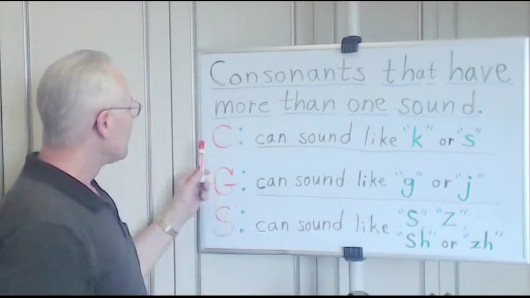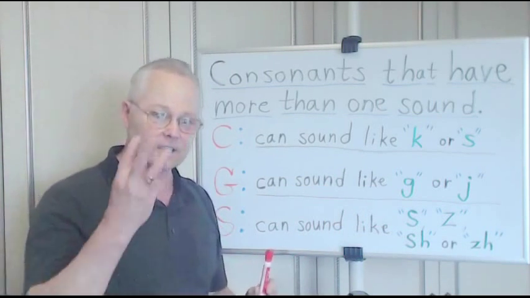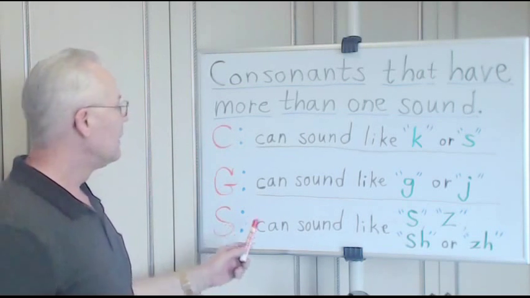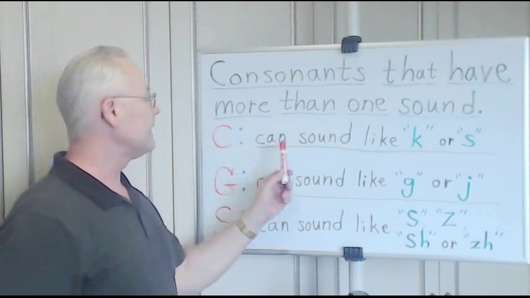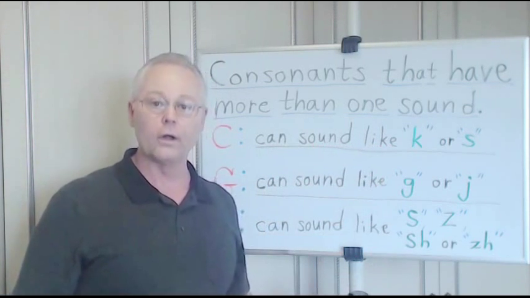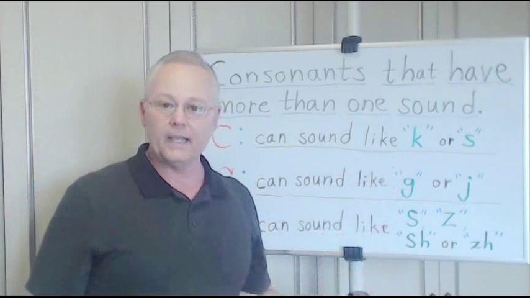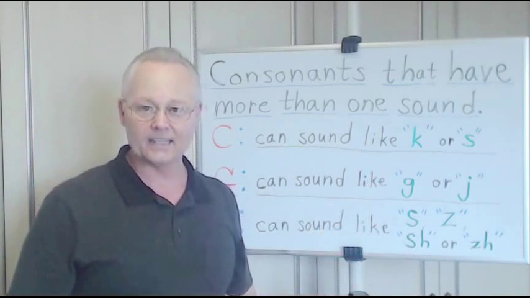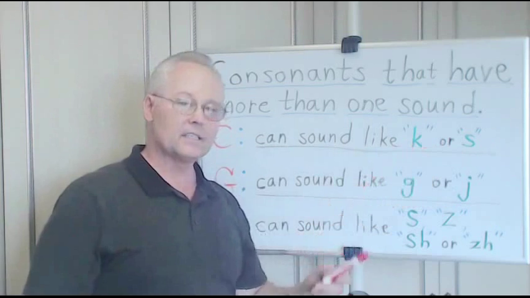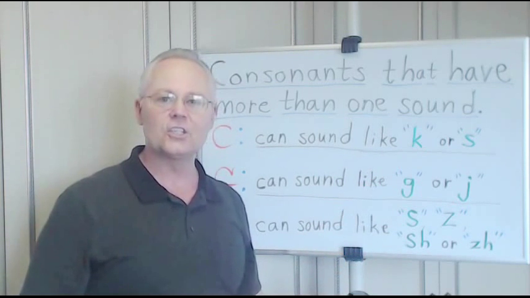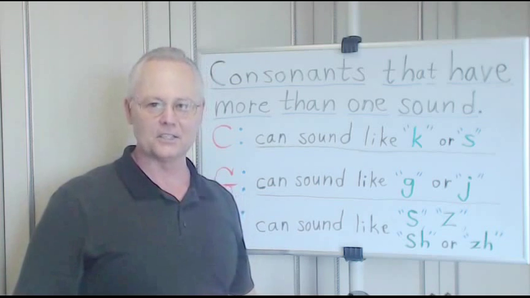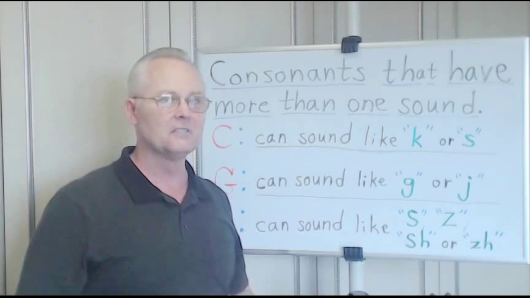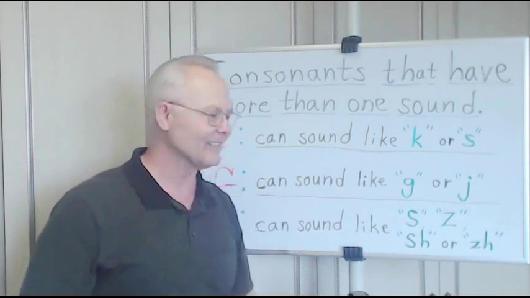Simple enough. We're going to talk about three consonants here. Three, the letter C, the letter G, and the letter S. C can sound like K or S. So if it sounds like K, it has a k, k, k sound, like in cat, C-A-T, k. Or it has an S sound, s. Now what word would have C that sounds like S? We'll find out soon.